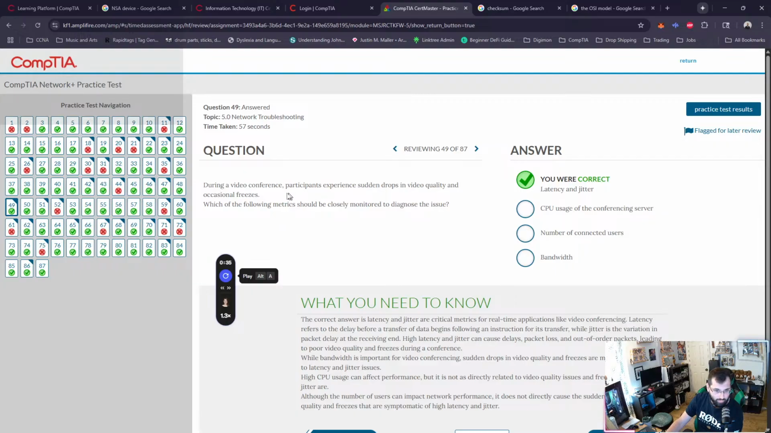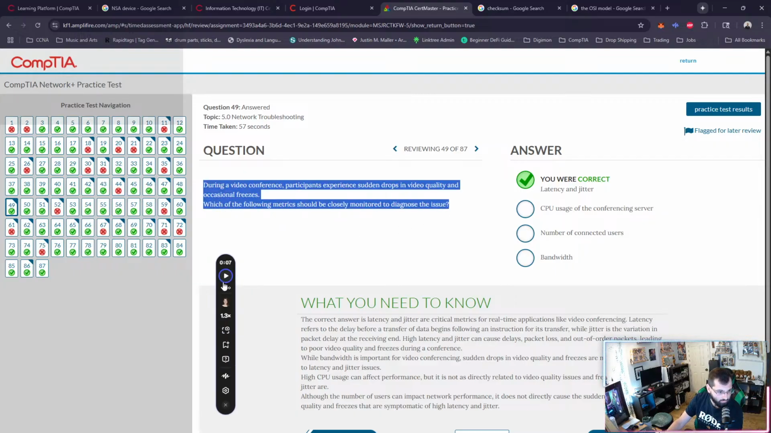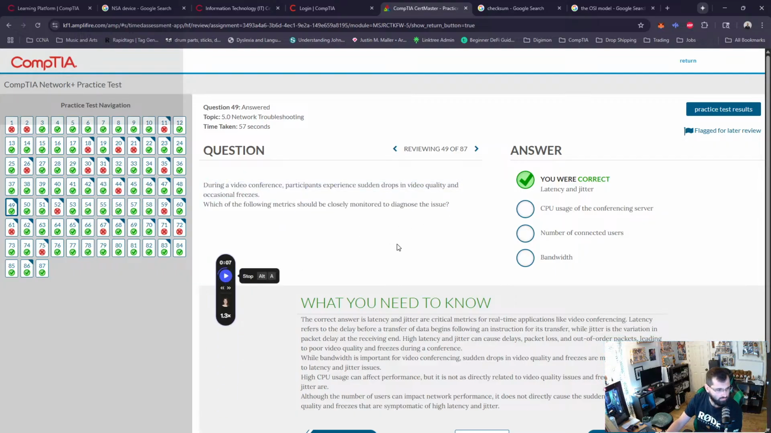Okay, here we go. During a video conference, participants experience sudden drops in video quality and occasional freezes. Which of the following metrics should be closely monitored to diagnose the issue? So I said latency and jitter. I don't know why I flagged this one, because it's obviously latency and jitter.